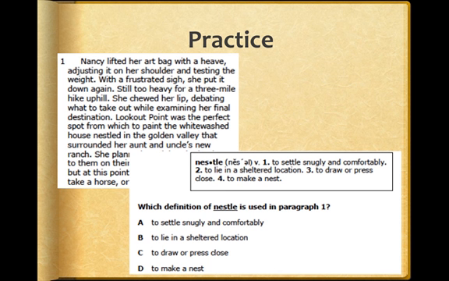The hard part of this one is that every last definition was in the answer choice. So we had to really look at the wording inside of the sentence to let us know that we were talking about a location and not a snuggly or comfortable place. And we weren't drawing something closer to ourselves. Might have thought about D, but location was definitely evident by them saying a house nestled. Great job. Let's do another one.